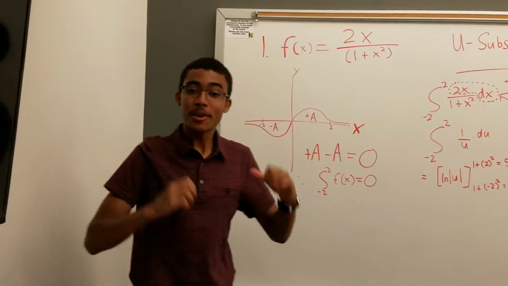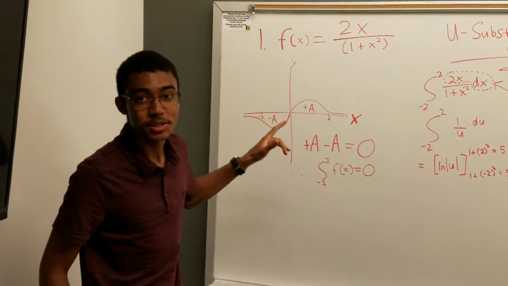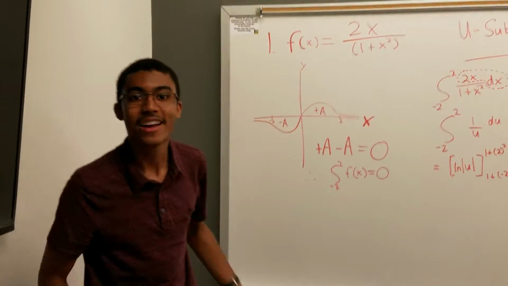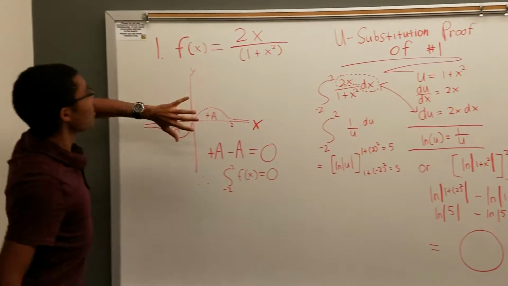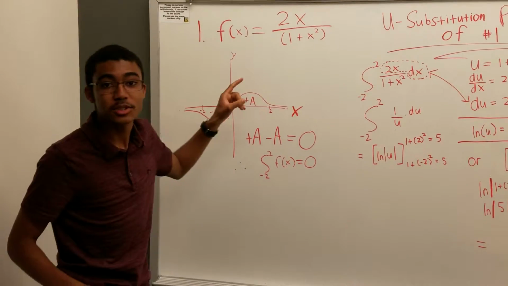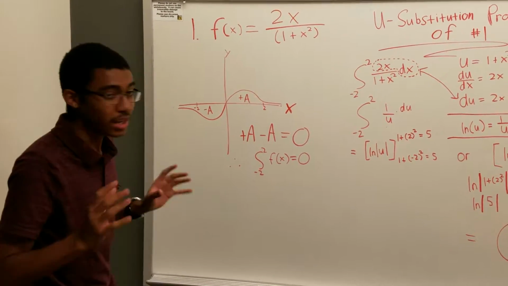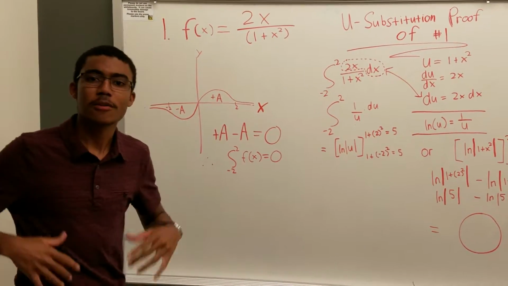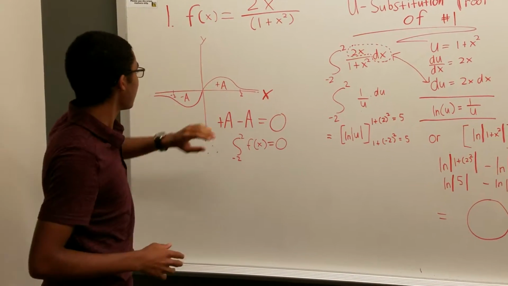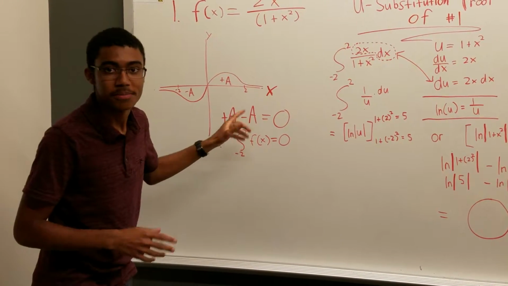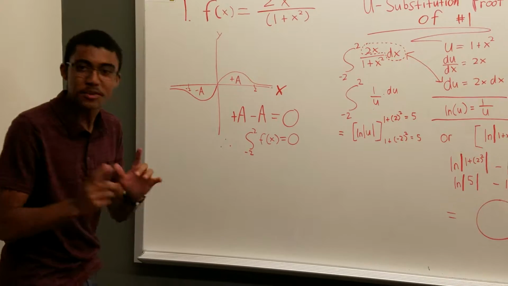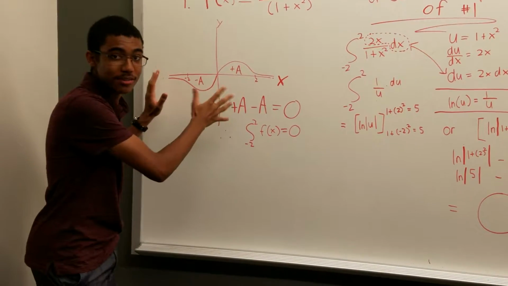My name is Auston F, and today we'll be doing u substitution with two separate functions. Let's get started. First, our function f of x is equal to 2x over 1 plus x squared. When you graph this function, we're trying to find the area underneath it from the interval -2 to 2. When you graph that in a graphing calculator, you'll get a function that looks like this.